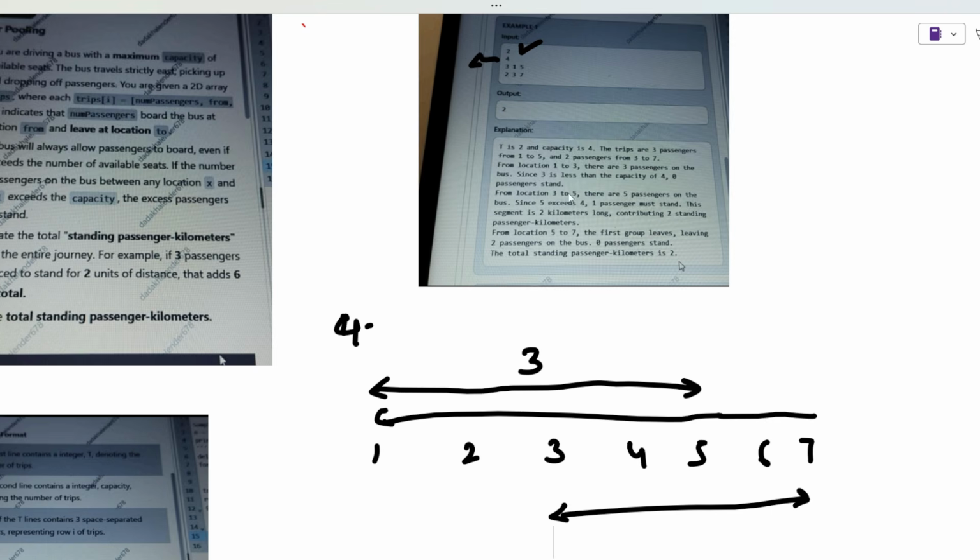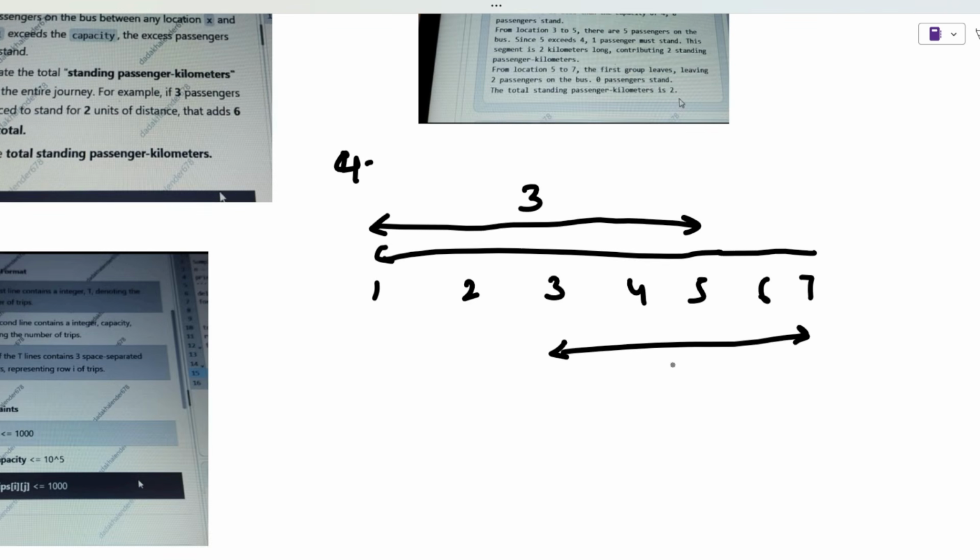What is the capacity? Capacity remains 4 only. So first of all, we need to find standing passengers into kilometer. From 1 to 3, how many passengers are standing? Because from 1 to 3, the total number of people in the bus is 3 and the capacity is 4. So from 1 to 3, 0 persons are standing in the bus.